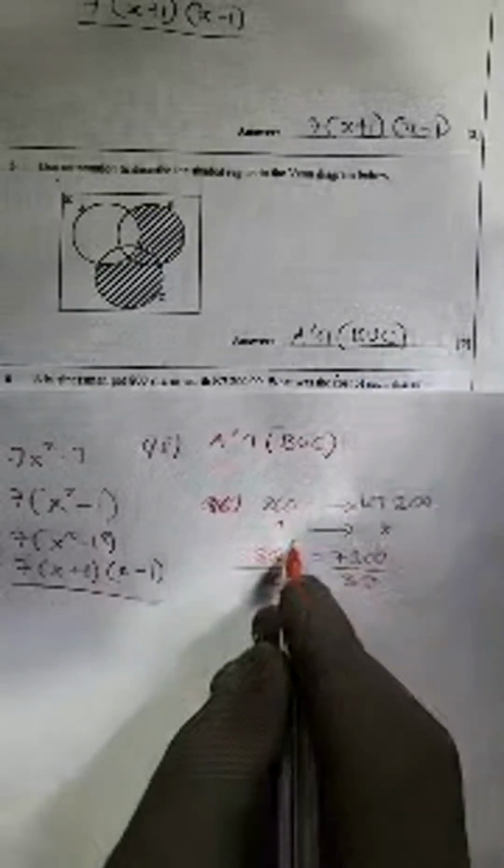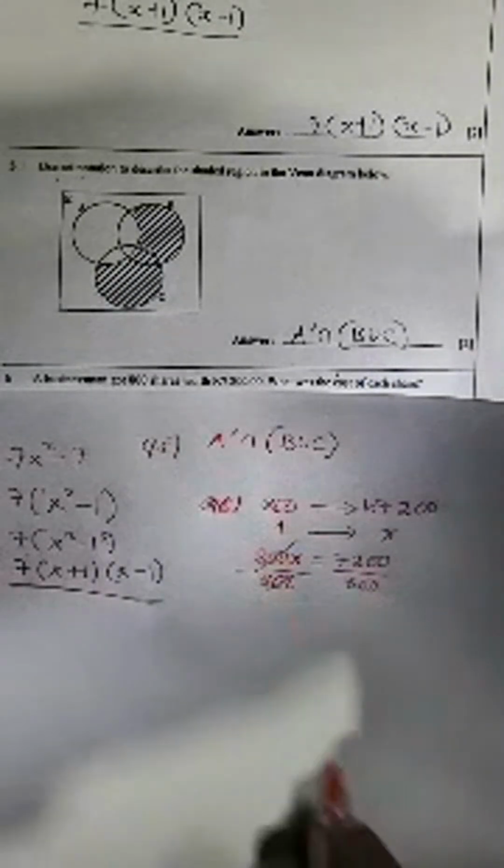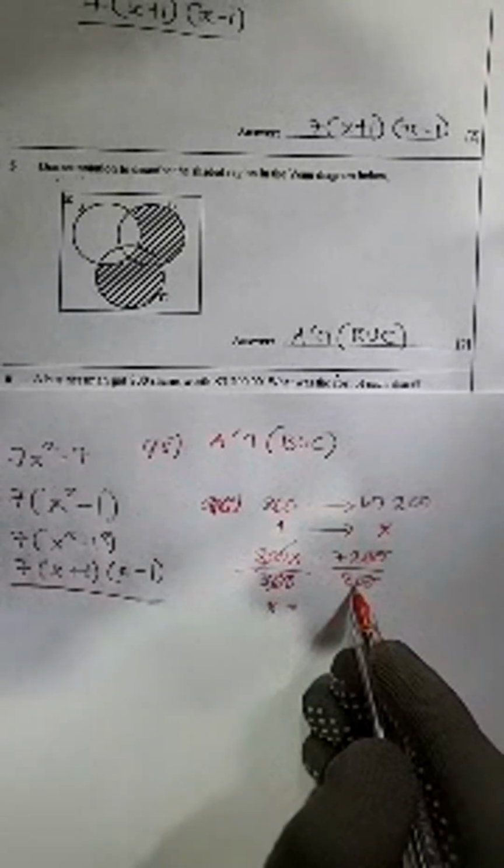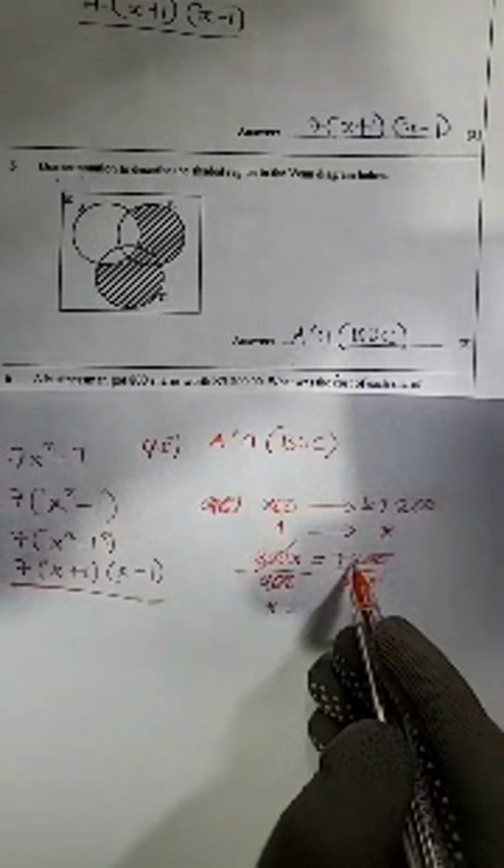X times 800 is 800X, which is equal to 7,200 kwacha. Divide both sides by 800. This 800 and 800 cancel, and you just remain with X. Now you know that you're not supposed to use a calculator. So let's first cancel out the zeros. These two zeros will cancel. How many times does 8 go into 72?